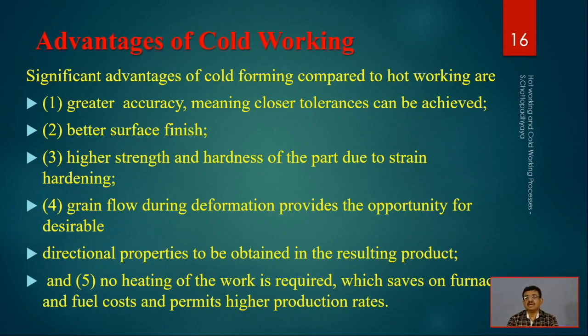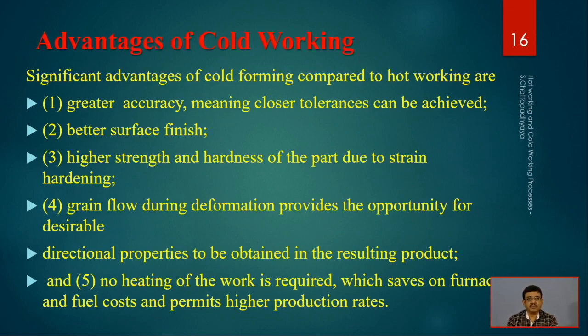Dimensional uncertainties are less. If you heat the material, dimensional uncertainties and stress relieving will be there. Dimension will change. So we don't want that for precise manufacturing. So cold working is suitable for precise manufacturing, with greater accuracy, meaning closer tolerances. Better surface finish, because in hot working, oxide formations are sometimes there at elevated temperature. Oxides are easily formed, so better surface finish will be obtained in cold working than hot working.